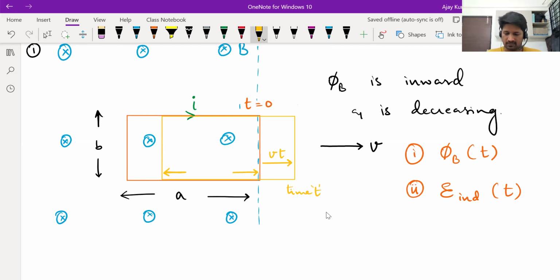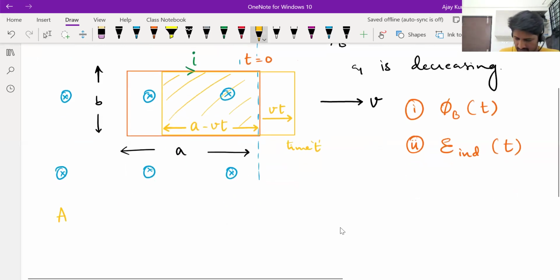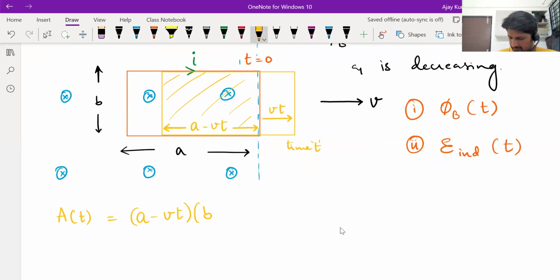A minus Vt, sir. Total length A minus the length that has gone out, Vt. That length is still inside the magnetic field and the width b remains as it is. So the area which is still inside the magnetic field, how will you express that? That area as a function of time will be the length which is still inside the magnetic field multiplied with the width. That's all. That's the area that is still inside the magnetic field. Multiply that with the magnetic field, you'll get the flux.